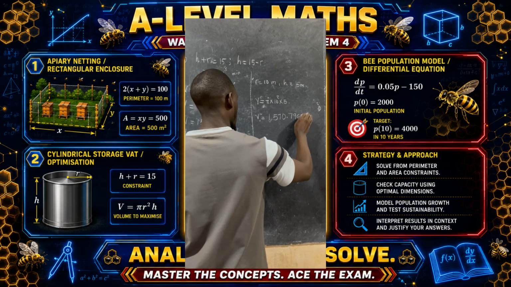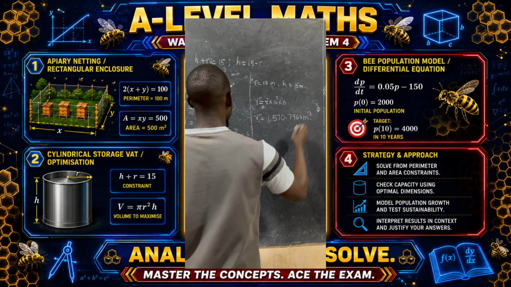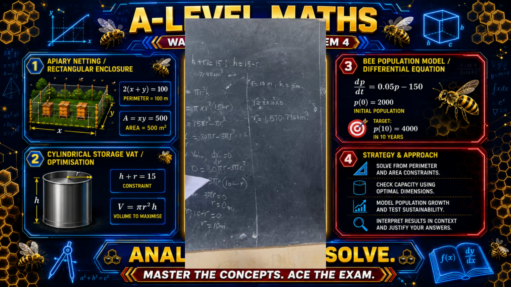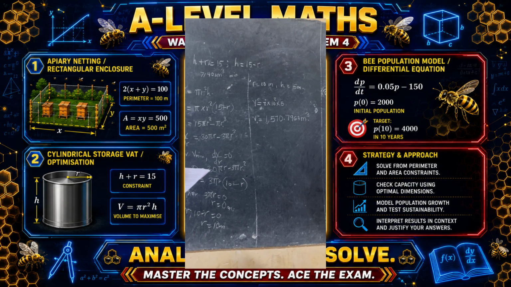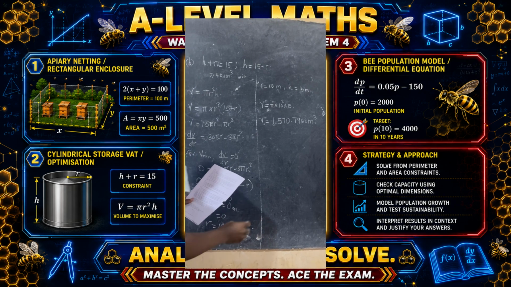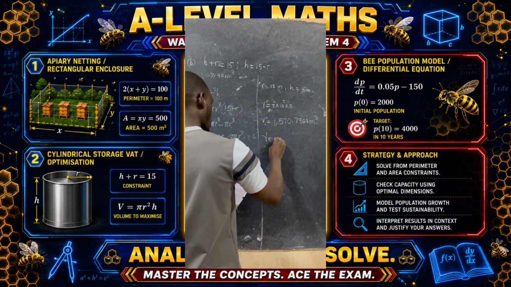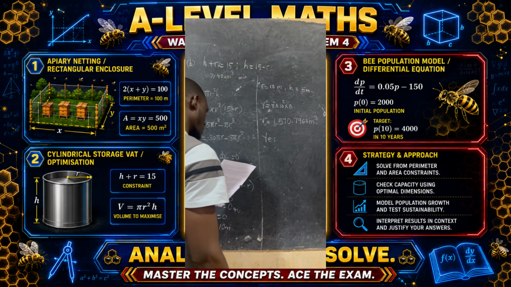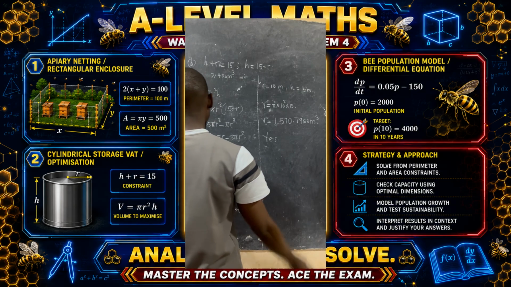which is 1570.7963 meters cubed. They say that it should be greater than 400 to be considered viable, at least. So yes, it is viable because it is greater than the 400 meters cubed. The conclusion is like that.